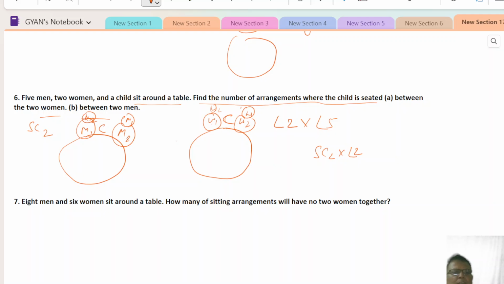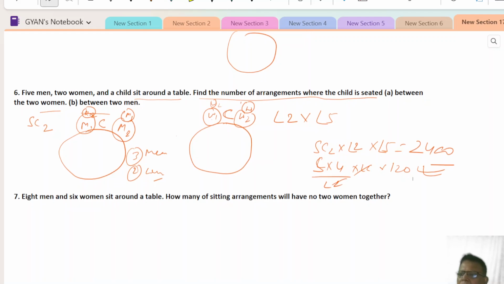So how many remain? 3 men and 2 women will remain, so that is 5 persons. They can sit anywhere. So factorial 5 into factorial 2 into factorial 5, that is equal to 24. 5C2 is 5 into 4 divided by factorial 2, and factorial 5 is 120. And 120 into 20 is 24.